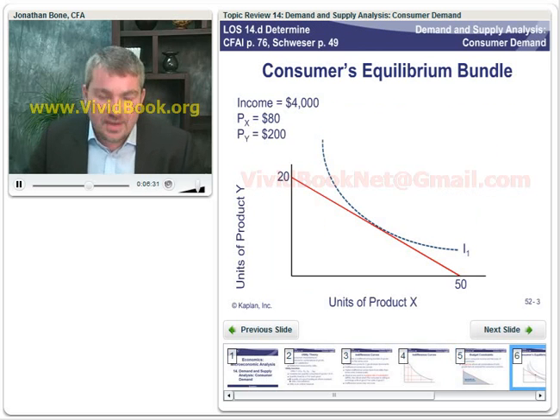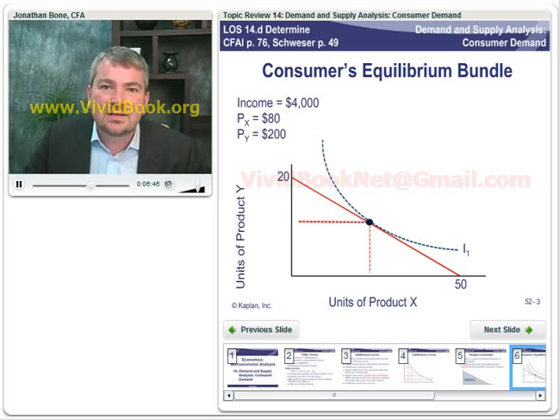Now, how do we know the bundle that the consumer will actually choose? Well, what we're going to need to do is push the consumer's indifference curve until it reaches a tangent to their budget line. And then that will tell us exactly what they're willing to consume. So you can see in this case, we've decided it's 12 units of product Y and 20 units of product X.